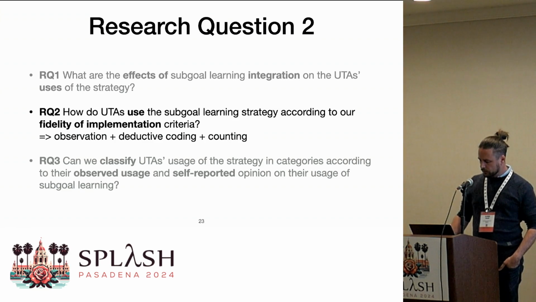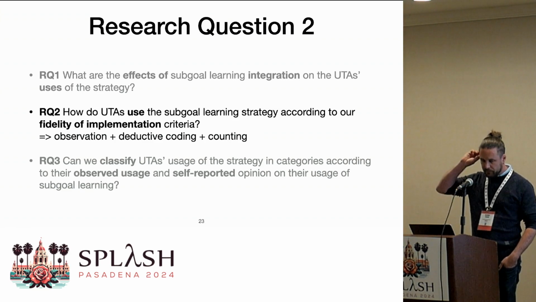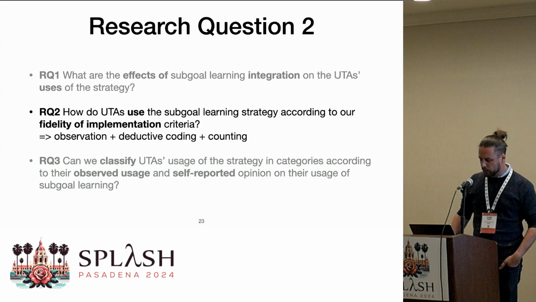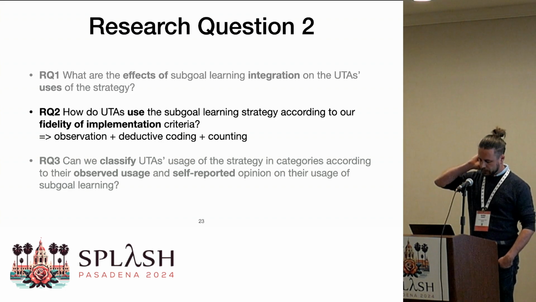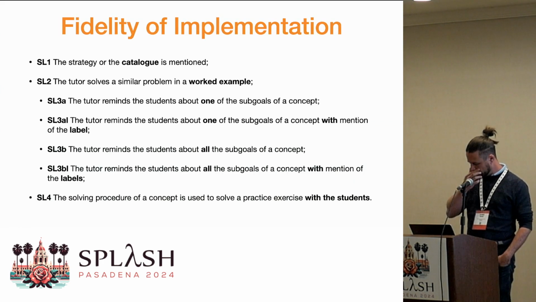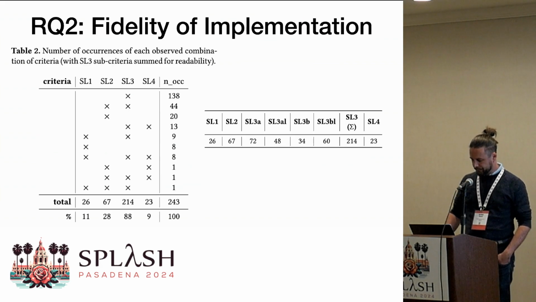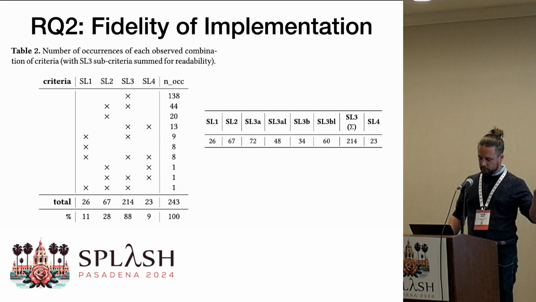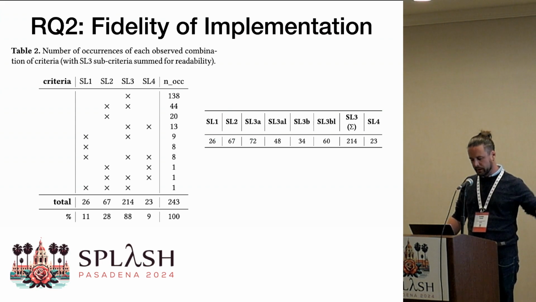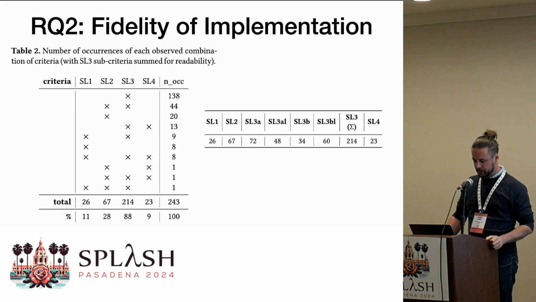So RQ2 was looking at the fidelity of implementation criteria. Again, this is more deductive coding, because the fidelity of implementation criteria were already existing before. So here they are again. It's a bit difficult for you to know which one is which, but what you can see here is that most often the SL3, which was mentioning the subgoals, is used alone, which is in a way a bit sad.